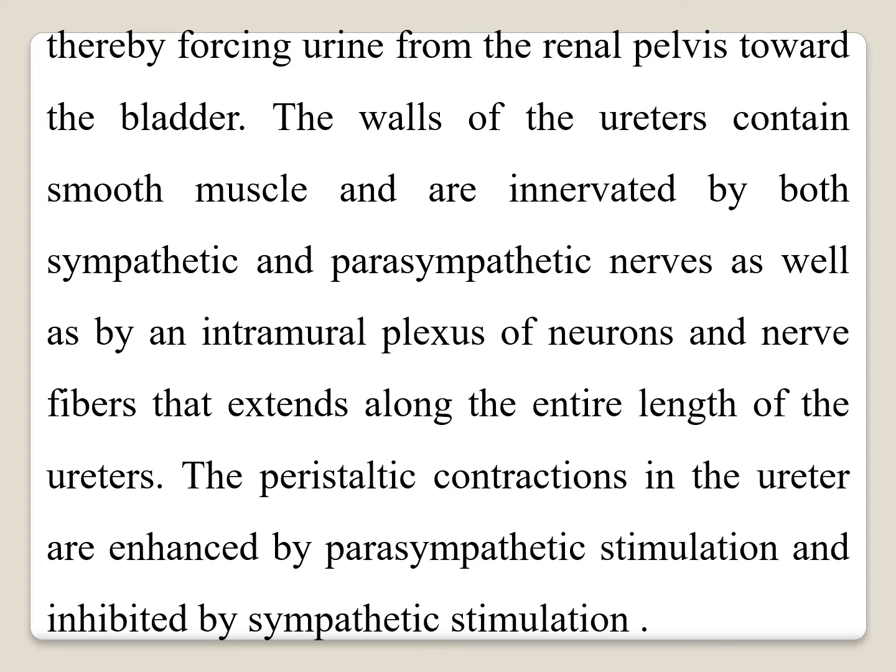The wall of the ureters contains smooth muscle, which is innervated by both sympathetic and parasympathetic nerves. Important: it is supplied by sympathetic and parasympathetic nerves, as well as by an intramural plexus of neurons and nerve fibers that extend along the entire length of the ureters. The peristaltic contractions in the ureter are enhanced by parasympathetic stimulation and inhibited by sympathetic stimulation, which is important for the type of drugs used in treatment.